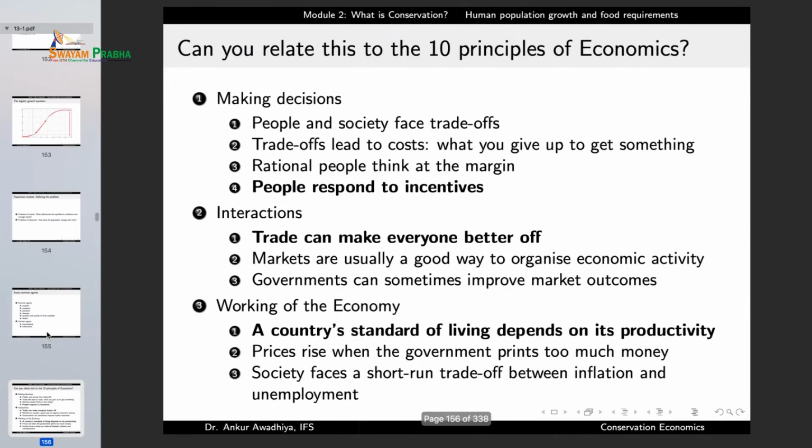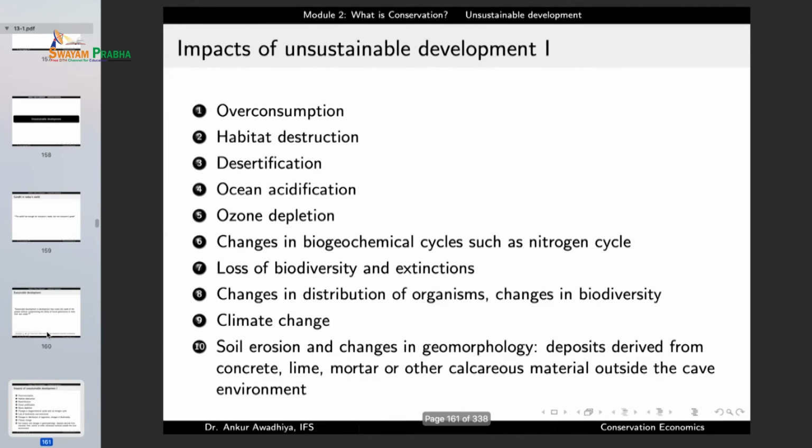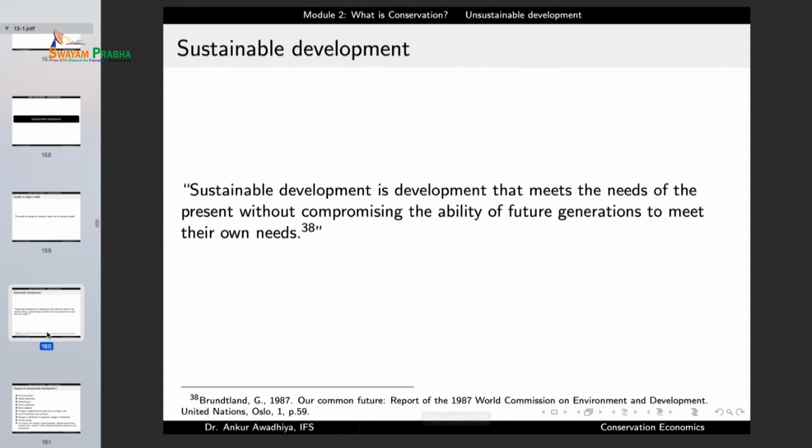And we have the problems of statics and dynamics. We also looked at unsustainable development. Now, unsustainable development is the opposite of sustainable development, which is development that meets the needs of the present without compromising the ability of future generations to meet their own needs.